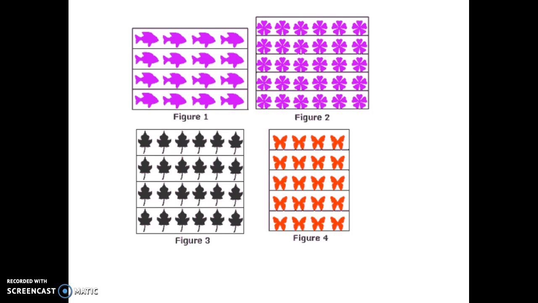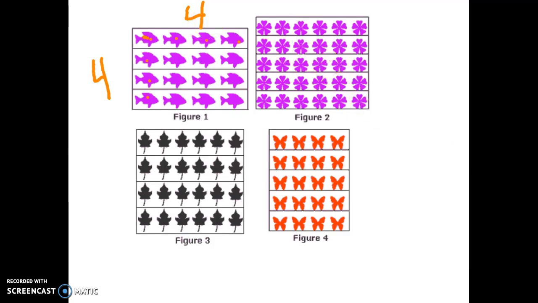So I'm going to just do figure 1 for you, and you're going to just connect with it deeply, but it's 4 fish down, and 4 fish across. If I want to know how many fish there are that fill up that space, I would know it's 16 fish because 4 times 4 is 16.